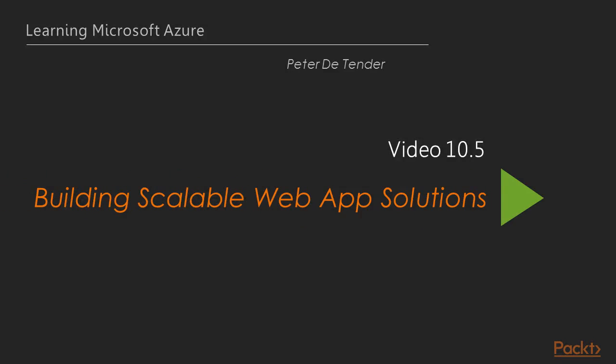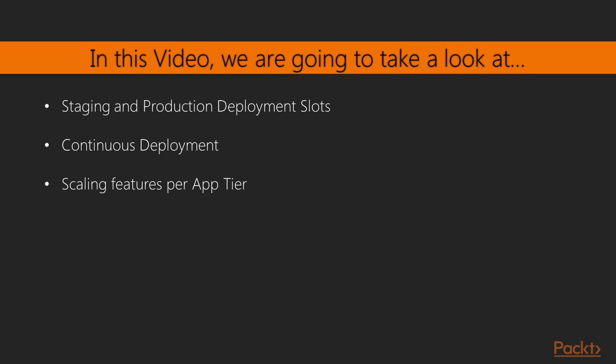In this specific video, I want to share insights on what it takes to build scalable web applications natively out of Azure, where I'm going to cover 3 different topics. The first one, I'm going to talk about staging and production deployment slots, followed by continuous deployment, and then talking about scaling features per application tier. Let me start with staging and production deployment slots.